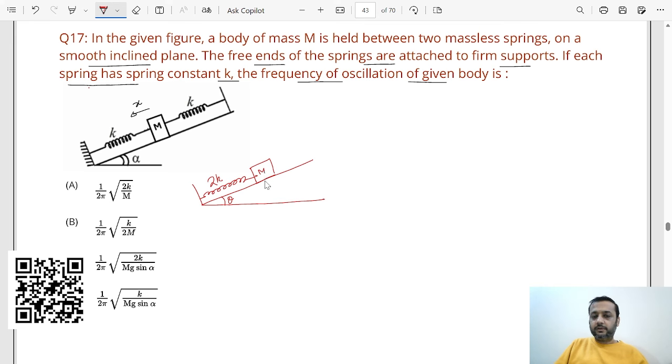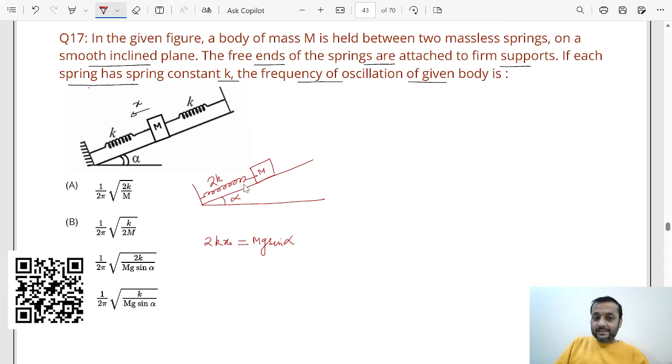Okay. Now in this case, let's say right now the block is in equilibrium. So if the block is in equilibrium, we can say the net force will be zero. That means the spring force will balance mg sine alpha. So here mg sine alpha will be balanced by the spring force. So let us say right now the compression in the spring is x naught. So you will write 2k x naught is equal to mg sine alpha, right? This is the condition at equilibrium.